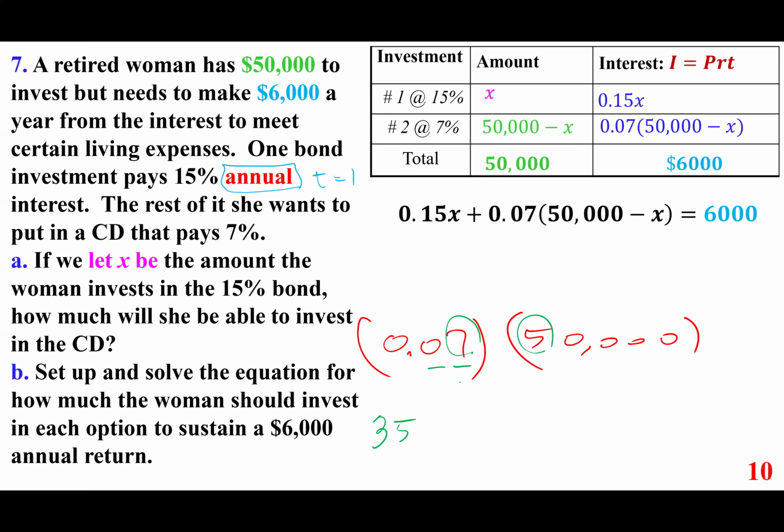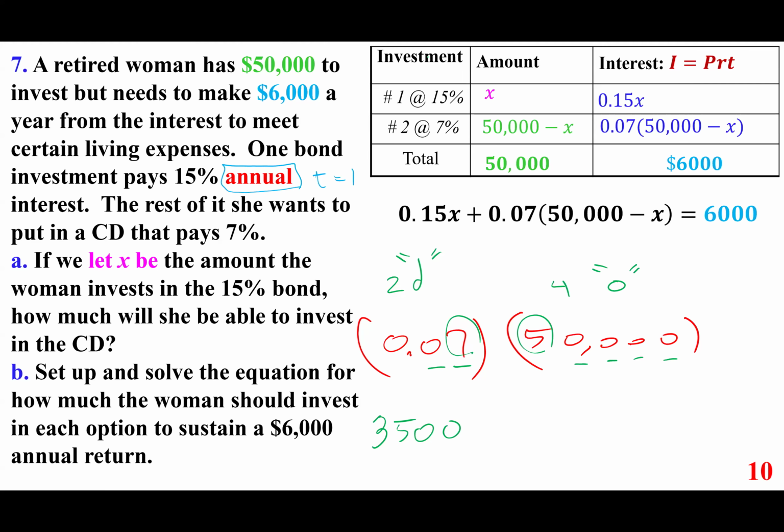0.07 has two decimals. 50,000, 1, 2, 3, 4 zeros. Which one do we have more? Zeros. By how many? 4 minus 2, which is 2. So you add zeros. This is how you multiply. I hope everybody's clear on that. They should have taught you that just to make sure you can handle it.